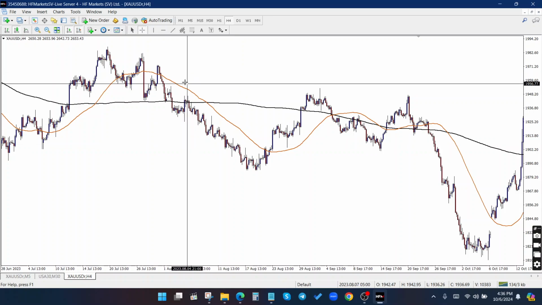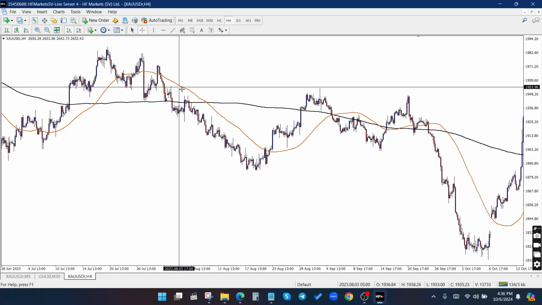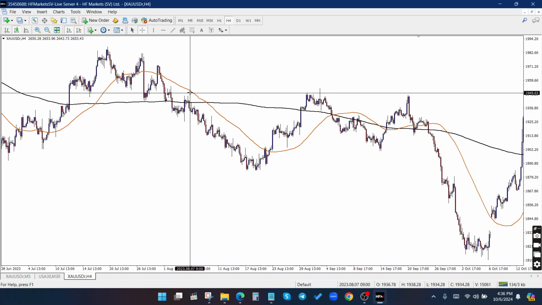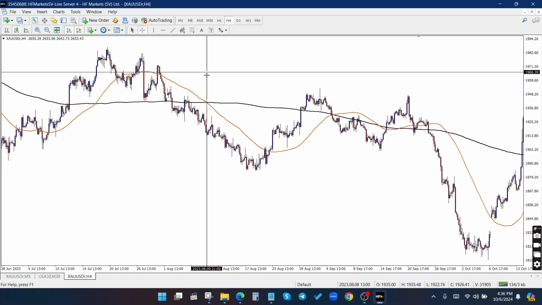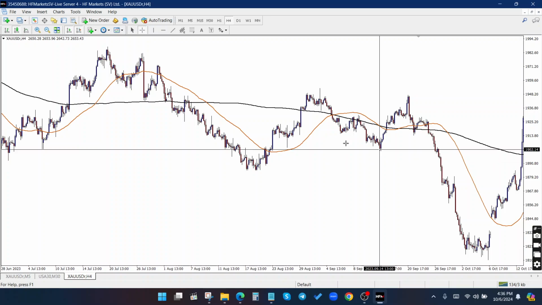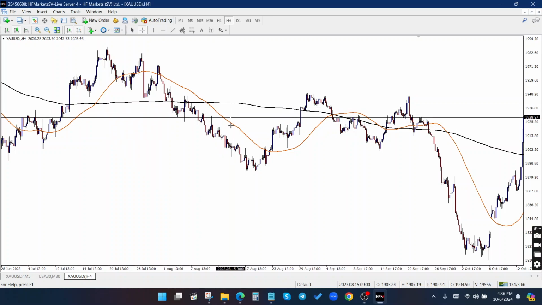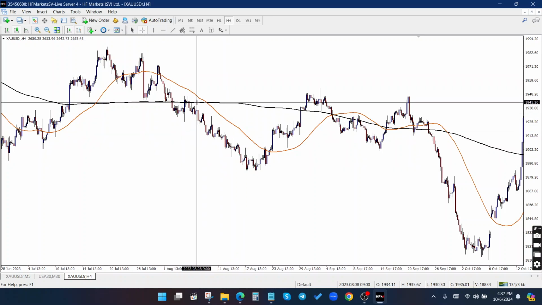Now this is called a death cross. It's called a death cross when the shorter moving average crosses below the 200 MA, signaling a potential downward trend. Now some traders use this for additional confirmation. Now we've already discussed how to enter your trades based on signals from the 200 MA and also additional confirmation from the 50 MA.